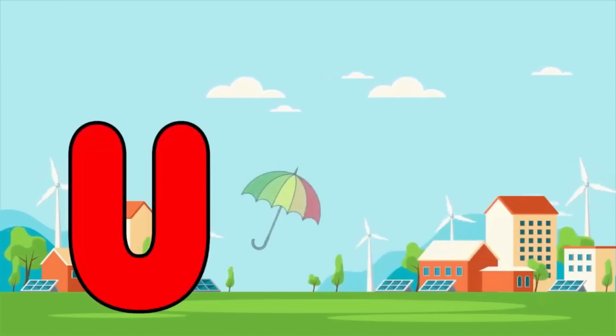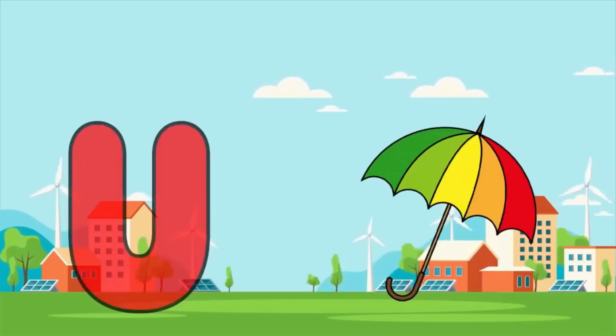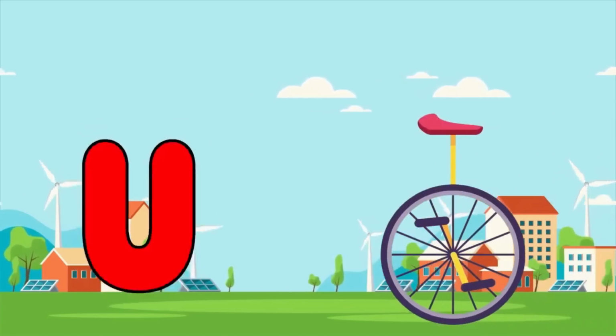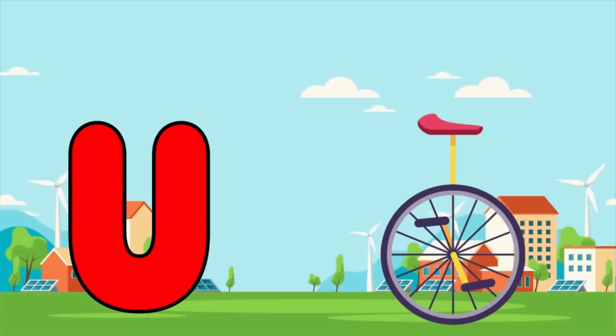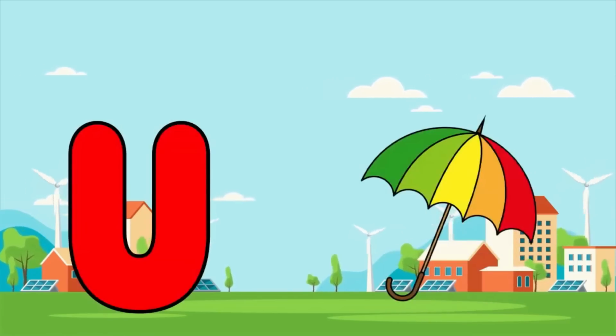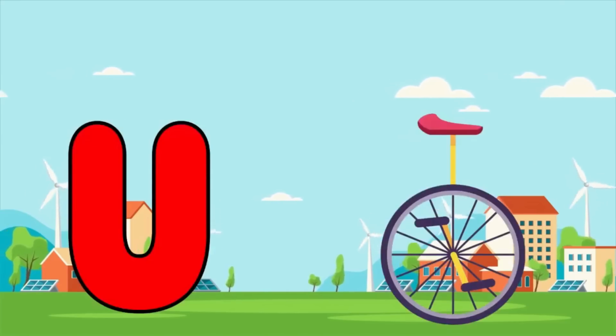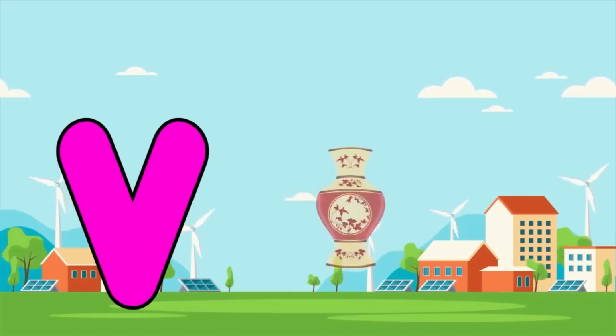U is for umbrella. Umbrella. U is for unicycle, u, u, unicycle. U is for umbrella. U is for unicycle.